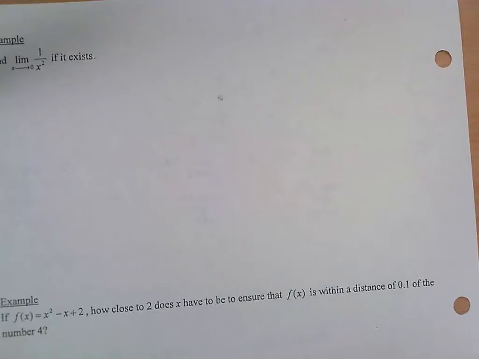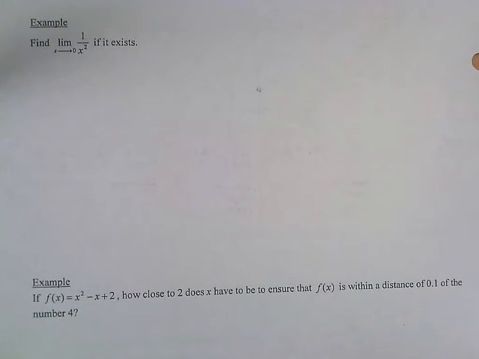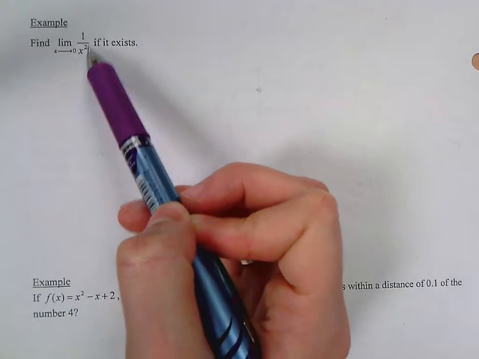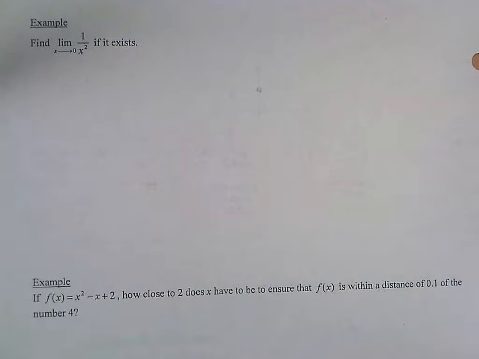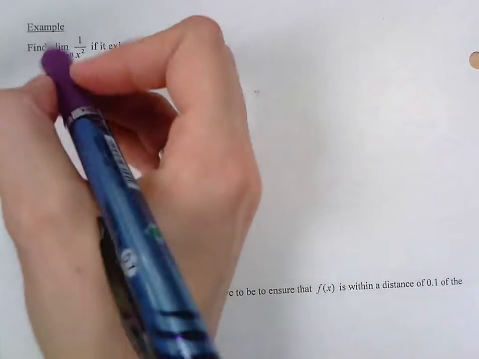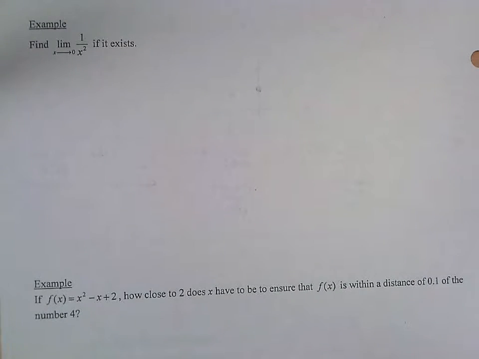For the next example, you're probably going to want your graphing calculators. It says find the limit as x approaches 0 of 1 over x squared if it exists. I'm going to show this to you numerically. Work through it the way we did yesterday with the tables. I'm going to use that notation we just learned.